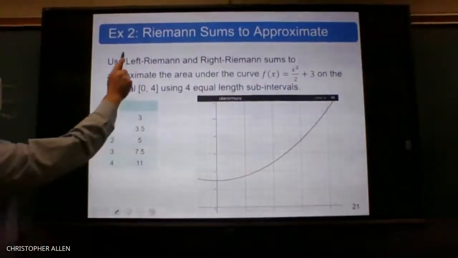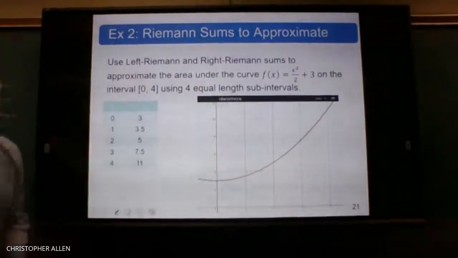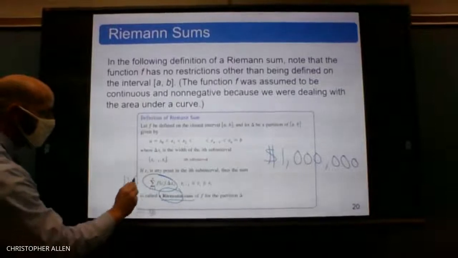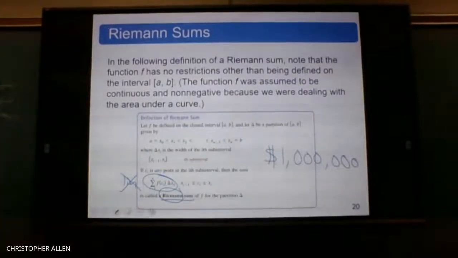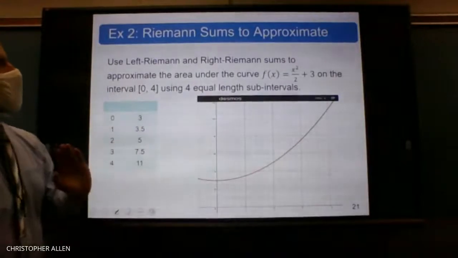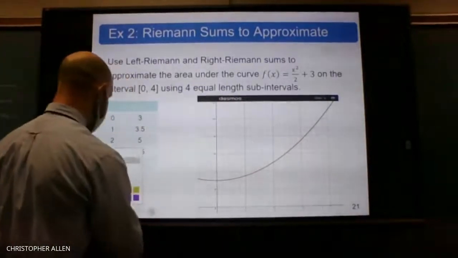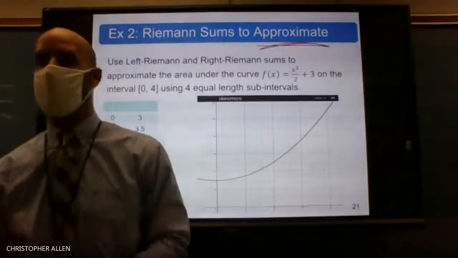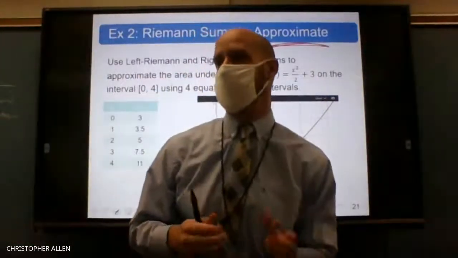Okay, so now let's do an example. So here it says Riemann sums to approximate. Remember, I'm going to go back to this. Remember, the Riemann sum here didn't have really anything to do with the limit. So what I'm going to do now is use Riemann sums to approximate, and I want to be very clear about this. We're going to go back, and I'm actually going to make things a little bit easier.